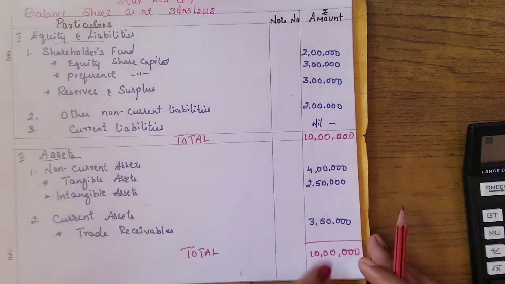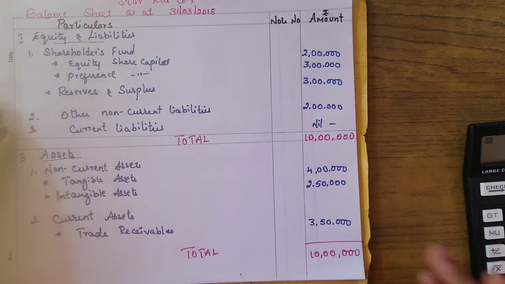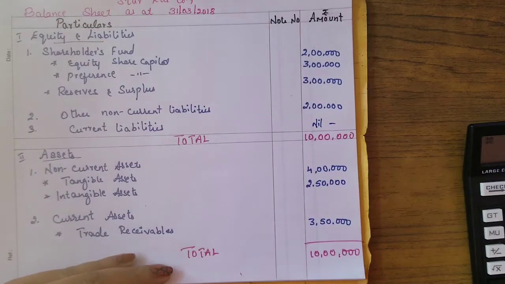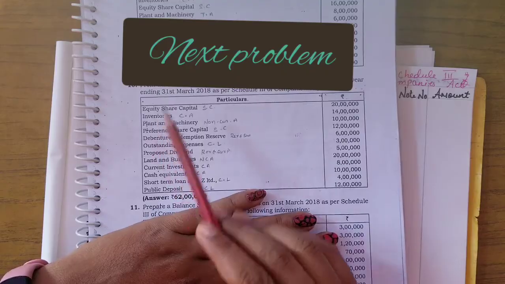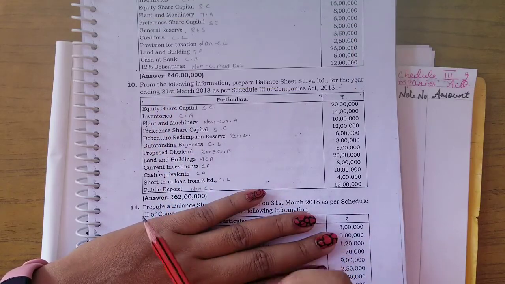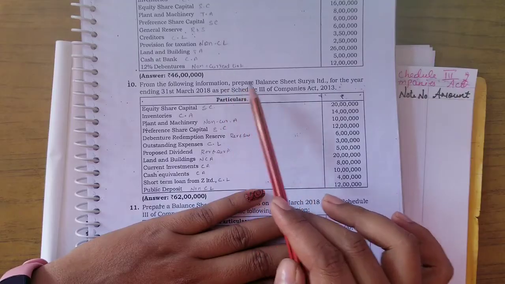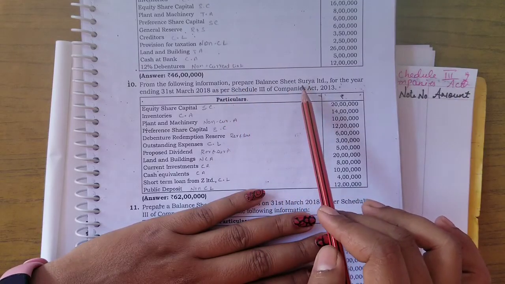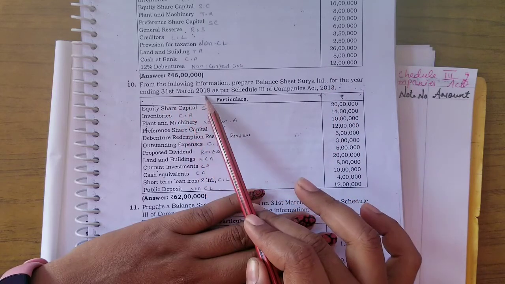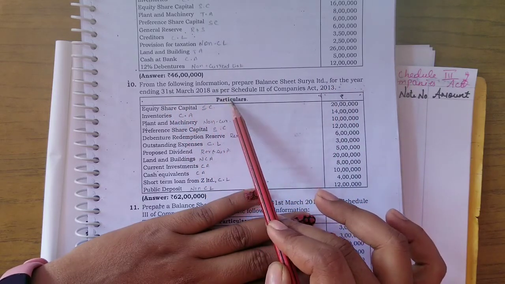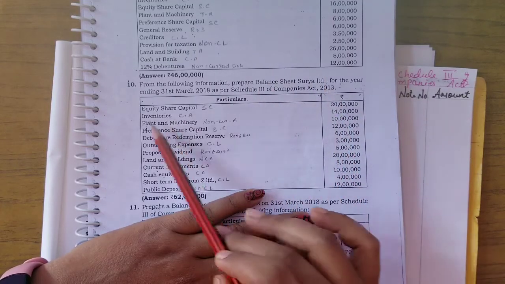Okay, hope you understood this particular problem. Any doubts, let me know. Moving on to the next problem, similar to preparing the balance sheet. From the following information, prepare the balance sheet of Suryas Limited for the year ending 31st March 2018 as per Schedule 3 of Companies Act 2013.